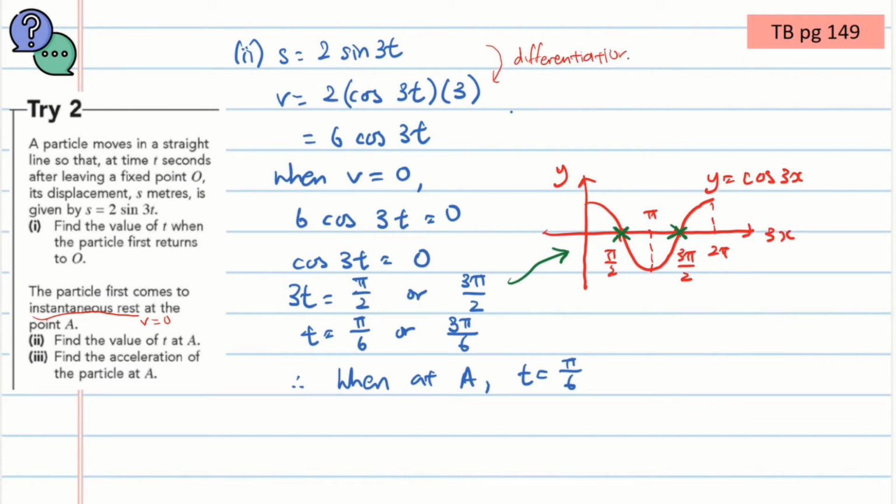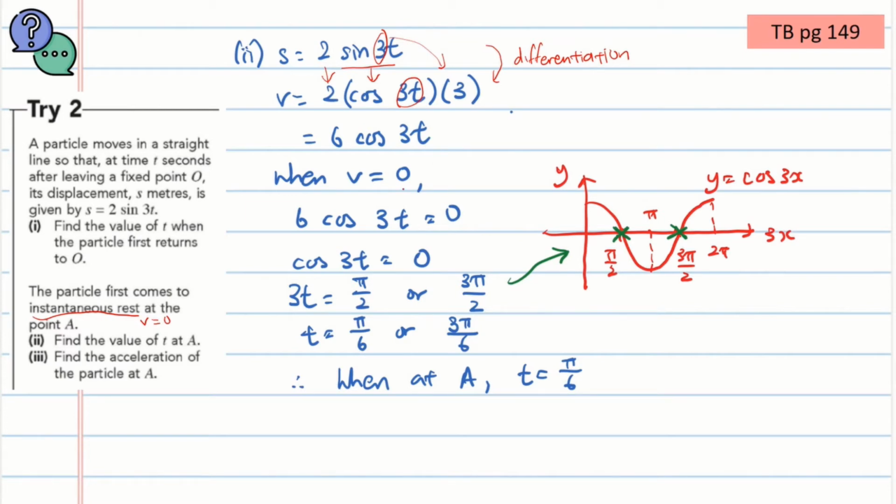In doing our differentiation, the 2 we keep it. For sine itself, when we differentiate, it becomes a cosine. The angle remains the same. And then this 3 over here needs to be taken out according to our chain rule. Okay, so that means our velocity function is equal to 6 cosine 3t.